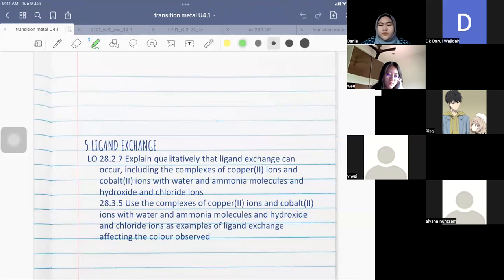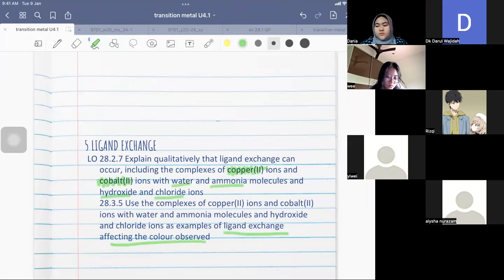So if we look at the learning objective, we are to explain qualitatively that ligand exchange can occur. We are going to look at the complexes of copper and cobalt only, okay? The ligands that we are going to look at are water, ammonia, hydroxide, and the chloride ions. Bearing in mind, water and ammonia are both neutral. Hydroxide and chloride ions are negatively charged, with a charge of -1. Use the complexes as examples of ligand exchange affecting the color observed.